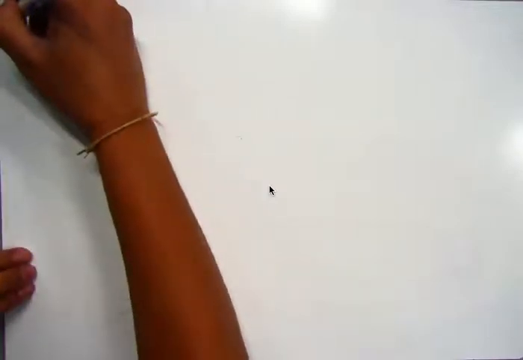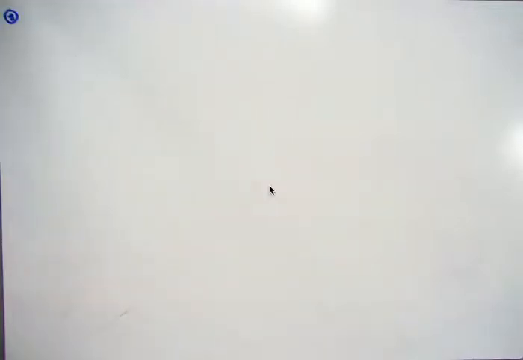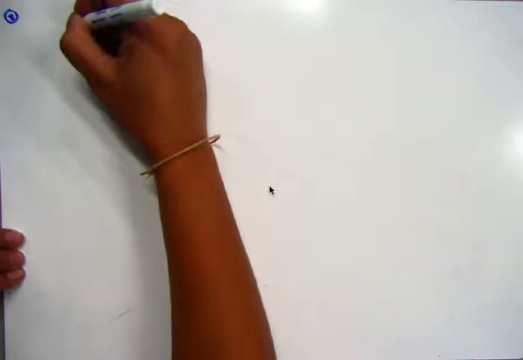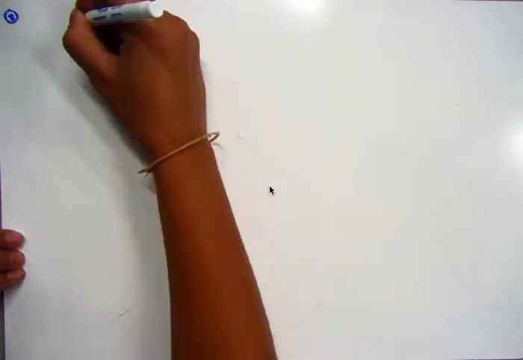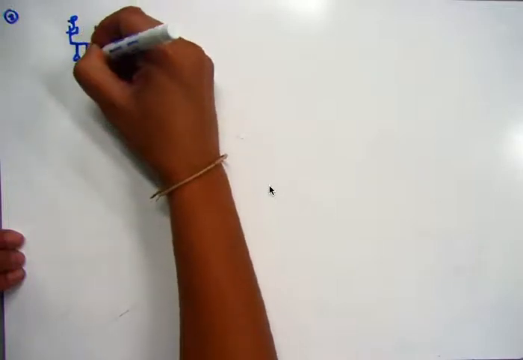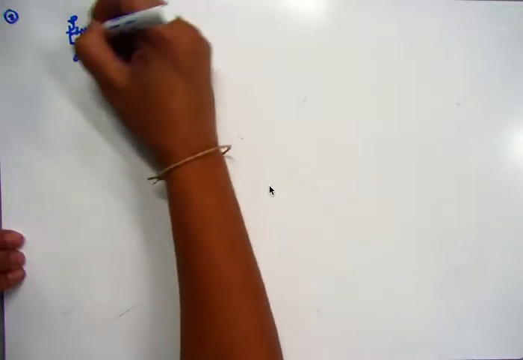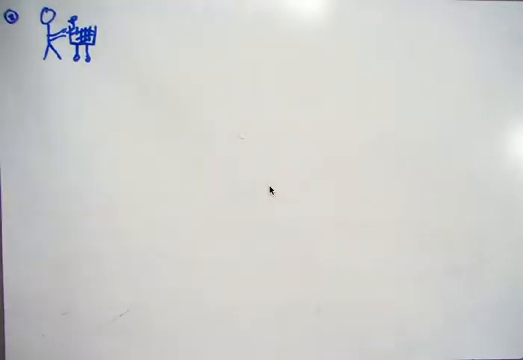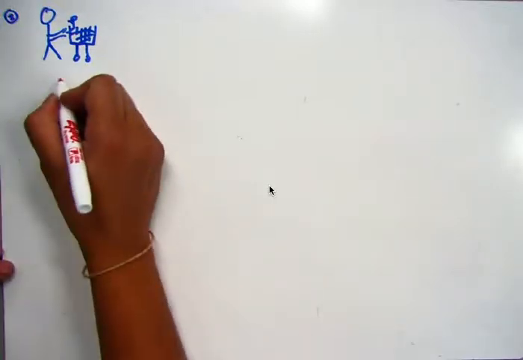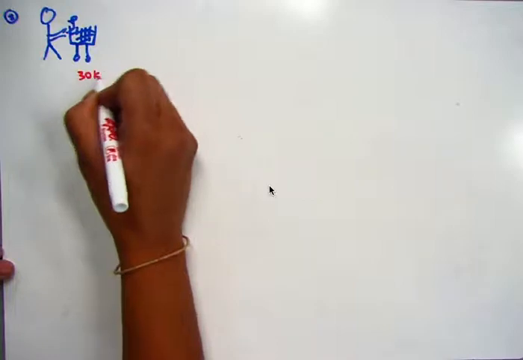In this question, you have a man pushing his child in a grocery cart. So here's the grocery cart, there's the child, there's the wheels. Okay, so there's the grocery cart, and you've got this person pushing the grocery cart. So the question tells us that the total mass of the cart and the child is 30 kilograms.